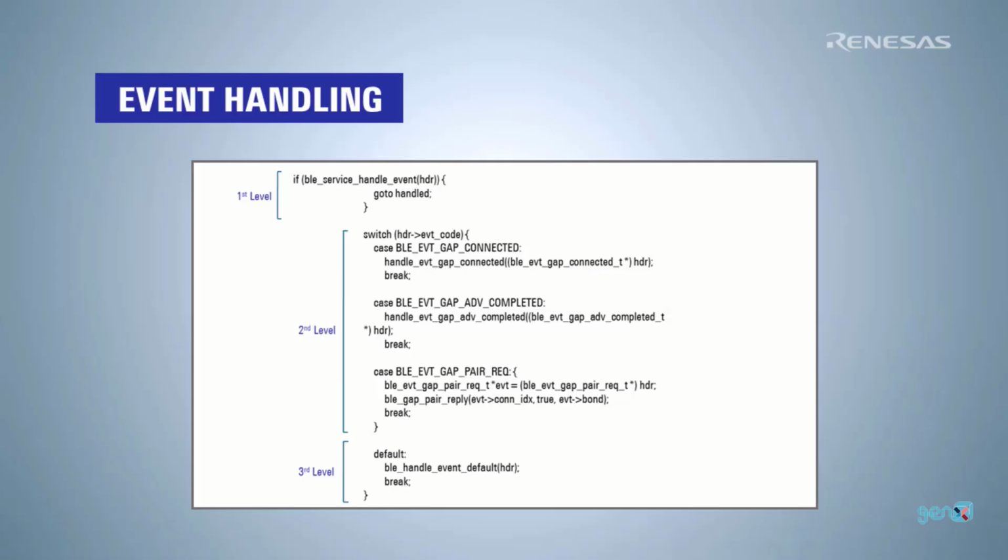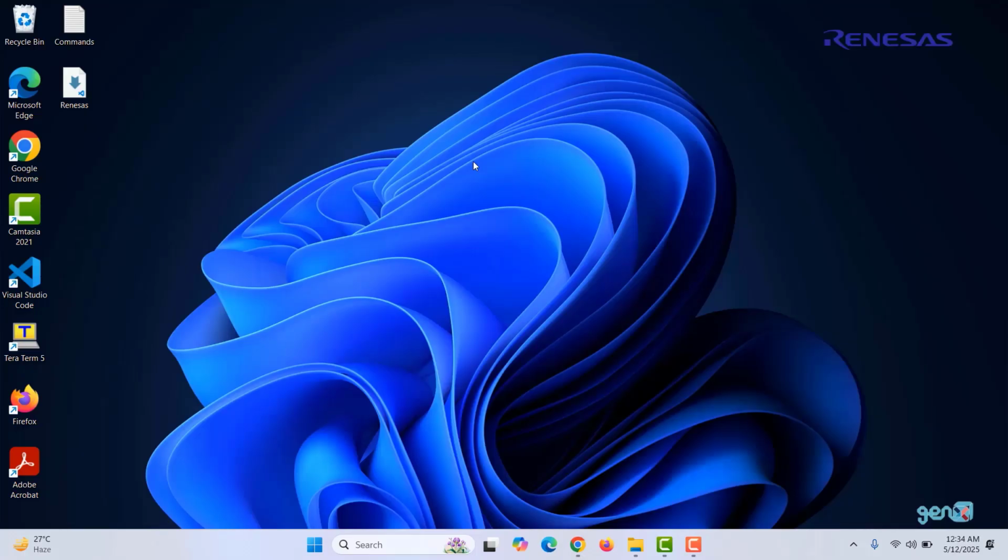In this Renesas framework, event handling is done in three levels. When an event occurs, it is handled by Bluetooth services. If not available, then the main application task should handle it. And if the target application does not have handlers for handling the received Bluetooth events, then BLE handle event default from the Renesas API library is invoked.